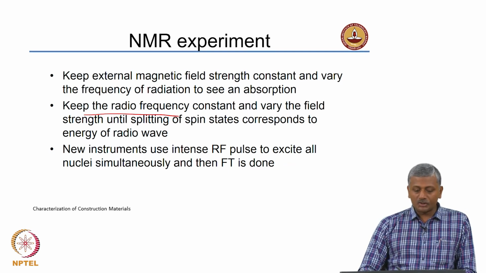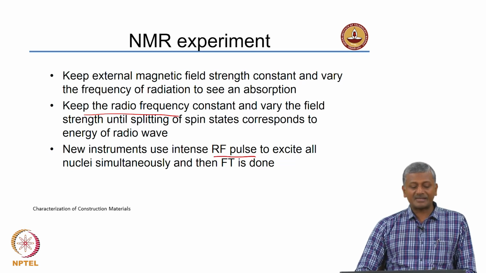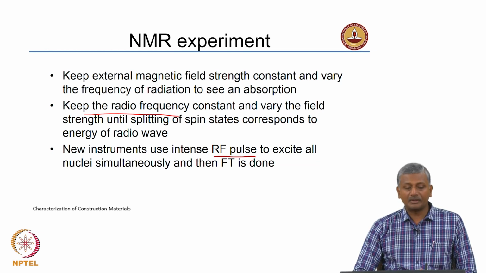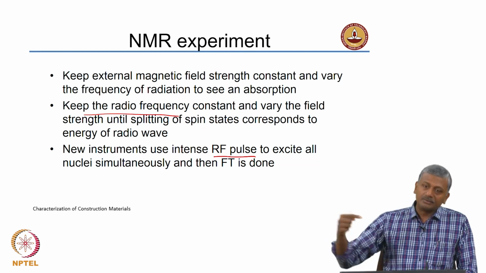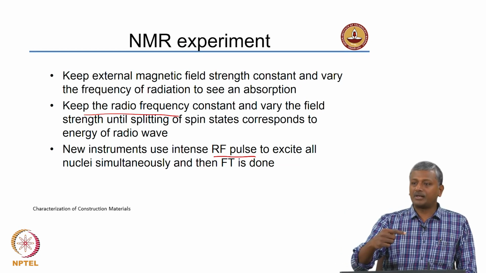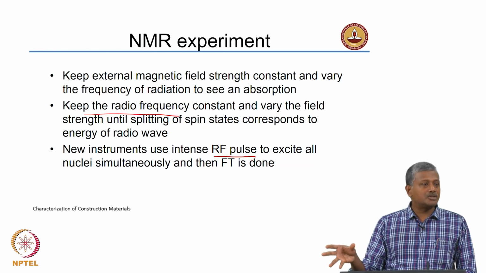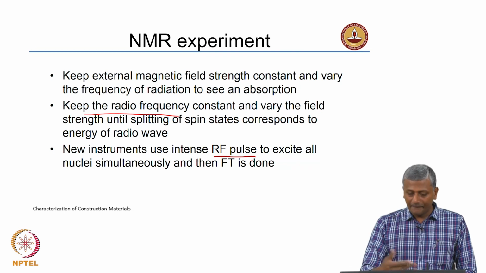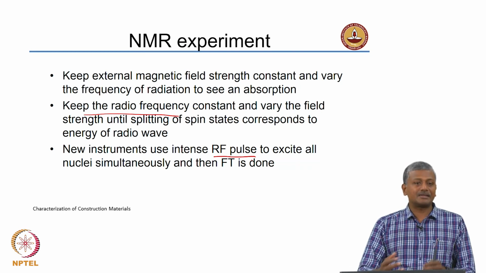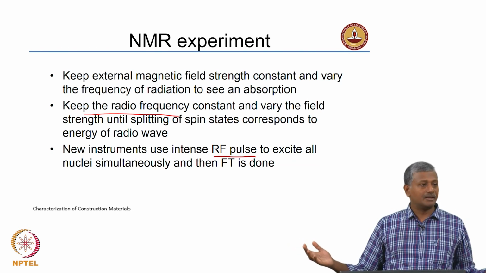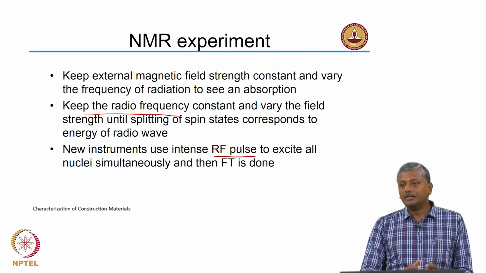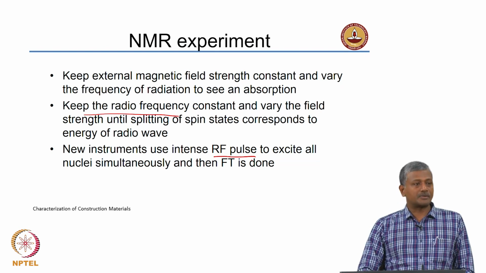In new instruments you get an intense radio frequency pulse to excite all the nuclei simultaneously, and then we do a Fourier transform to extract all the information together. In the older instruments, you had to send in one radio frequency at one time and analyze each element separately. In the new instruments, you are sending in a strong radio frequency pulse that is a combination of several different frequencies, and you are then doing a Fourier transform of your detected signal to separate out all the elemental compositions that may be there in the system.